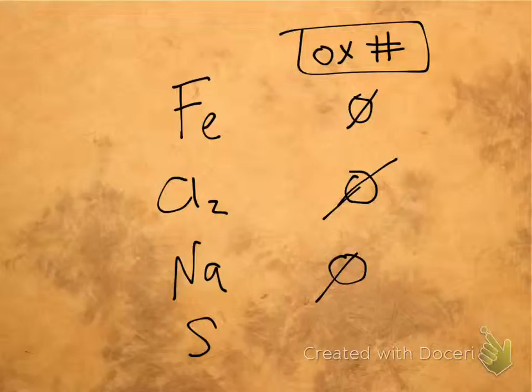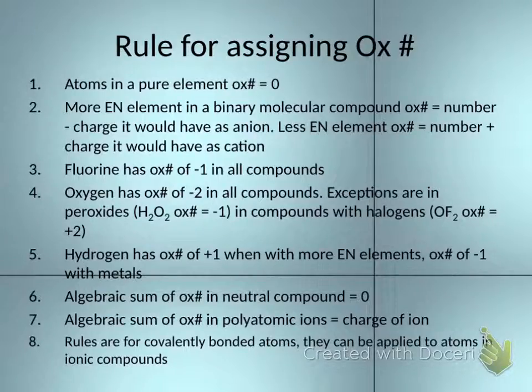So if it's a pure element, if it's bonded only to itself, so here, S8, sulfur's a weirdo. It occurs in these clusters of 8 sulfur atoms. Oxidation number on sulfur here? 0. We're actually assigning every single atom in a compound its own oxidation number.